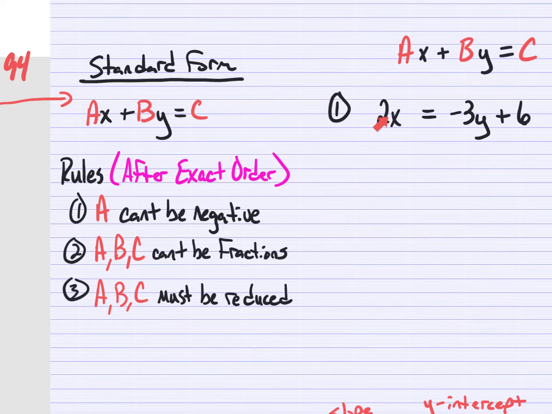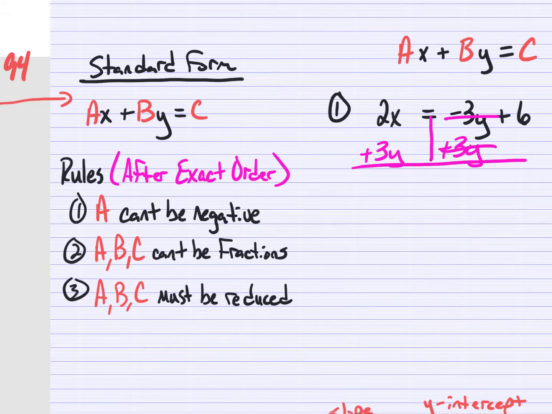First off, the number with the X is the first thing we see. But is the number with the Y the second thing we see? No. So that's the first thing we need to fix. So I'm going to take that negative 3y and move it to the other side. The opposite of negative 3y is adding 3y. So I'm going to bring down, and my 2x plus 3y are not like terms, so I can't combine them.